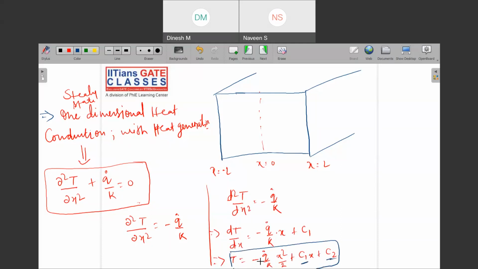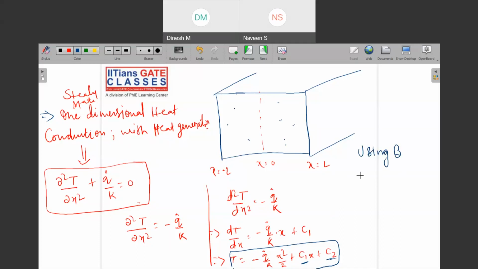Clear? So you can find out the temperature variation, and once you have the temperature distribution, if somebody asks you to find out the temperature at any position in general, you will put that x value into this temperature equation and find it. So what are the ways to find out C1 and C2? Using boundary conditions.